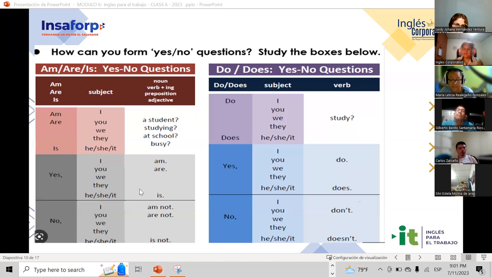Me. Okay, Hazel. Just the differences, for example, the examples here. All of them are yes/no questions, if you can see. Okay. First read the examples that we have here. For example, am I a student? Are you a student? Is he a student or is she a student?